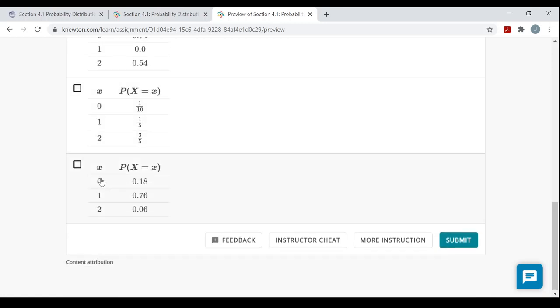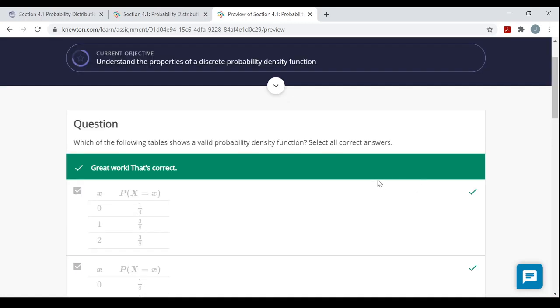And then lastly, all the outcomes listed, probabilities listed. All the probabilities are from 0 to 1. Great. And look at their sum. 0.18 plus 0.76 is 0.94 plus 0.06 would be 1 exactly. So that's a valid probability density function. Great.